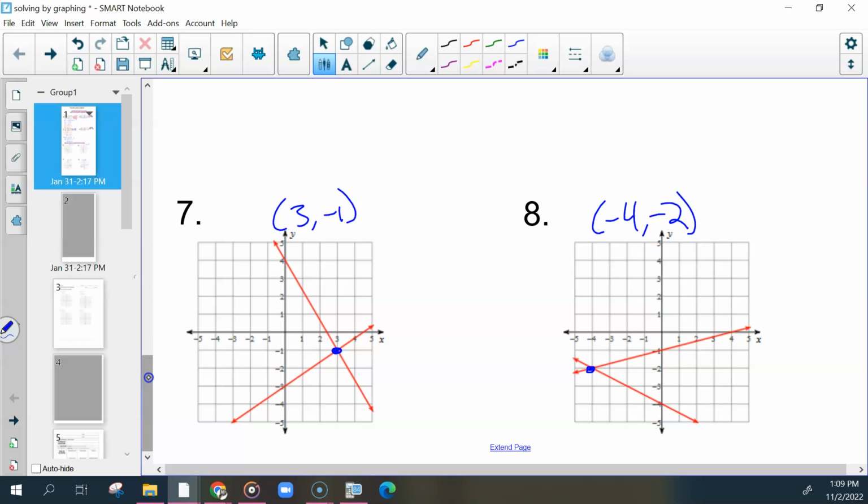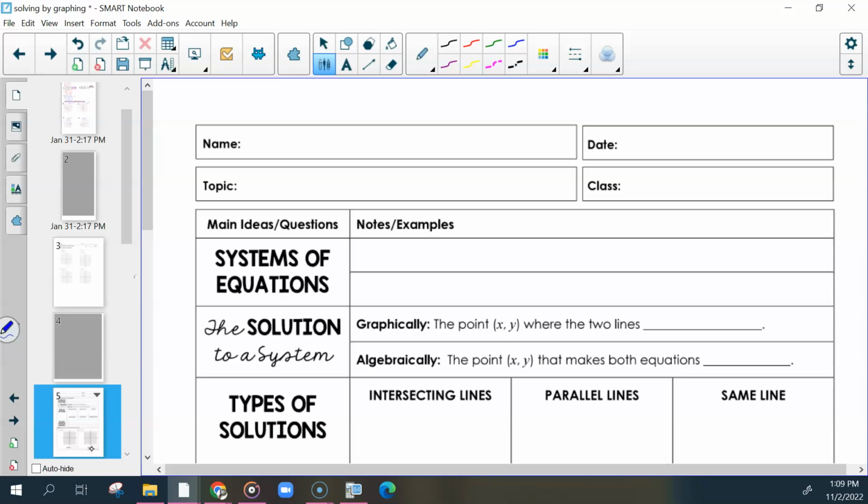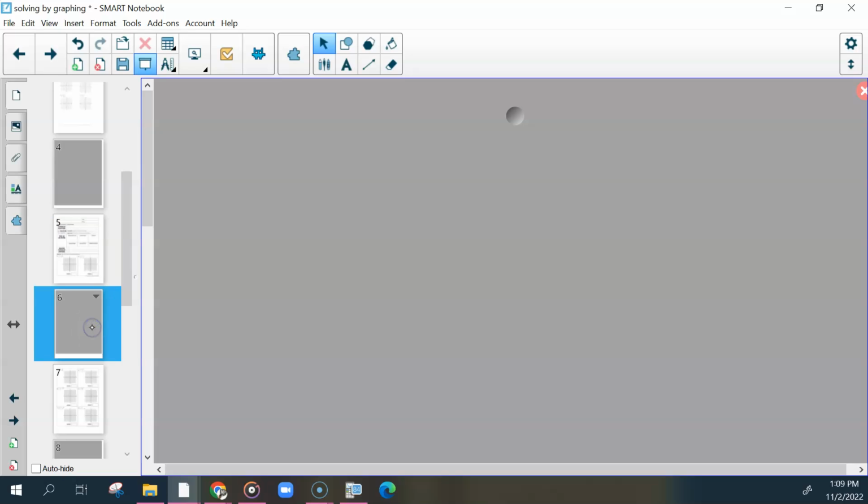We're going to skip this next page and move on to this one. And then I'm going to have you start filling this in.